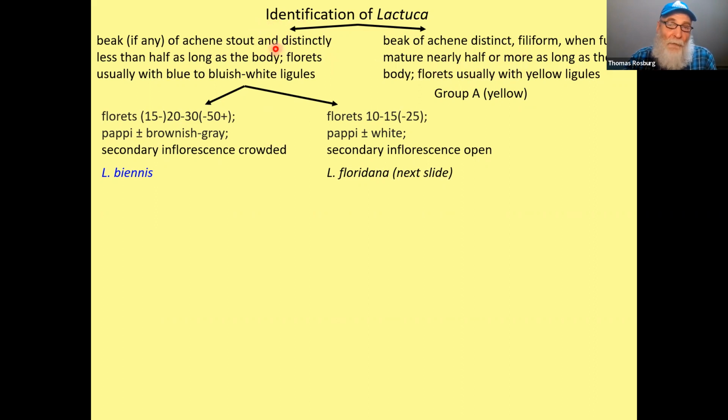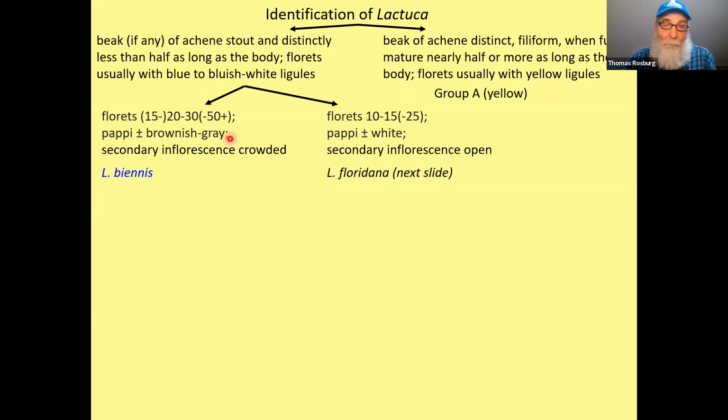Okay, so we separate out the blue ones from the yellow ones. There's 2 species here. There's 5 species here. We're going to deal with the yellow ones a little bit later. Now we're going to look at the blue ones here. How do you separate out Biennis and Floridana? They're both called blue lettuce. This one's called tall blue lettuce. This one's called blue lettuce. It'll be on the next slide, pictures of it.